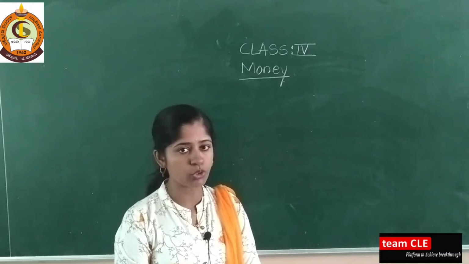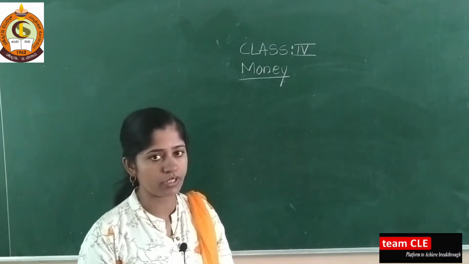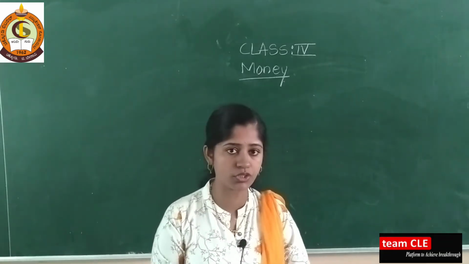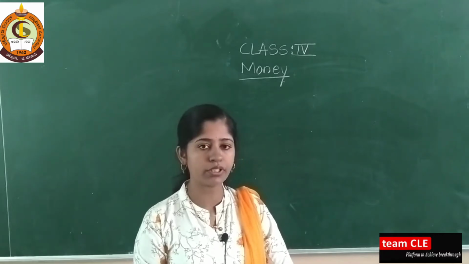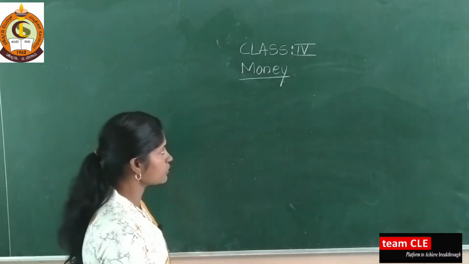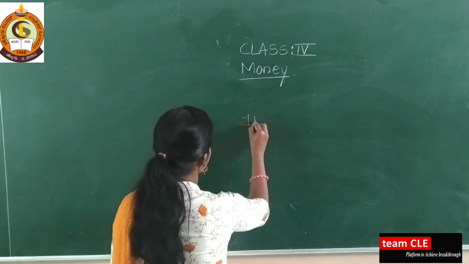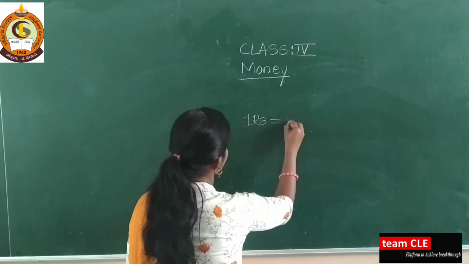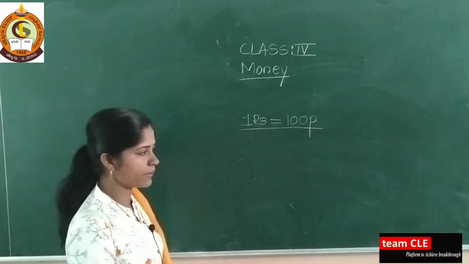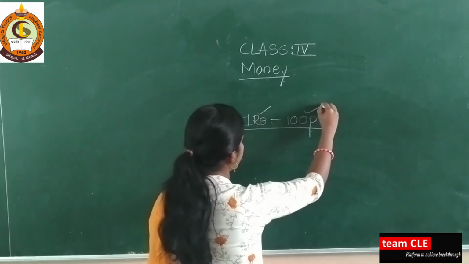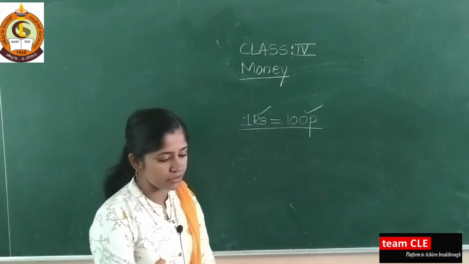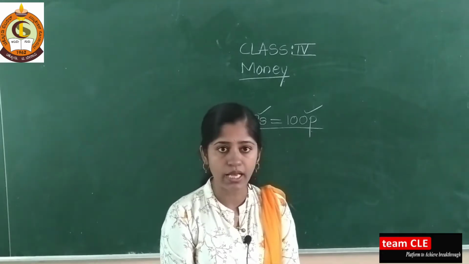So here you also have a smaller unit and a bigger unit. In this chapter you are going to learn the conversion of rupees and paise. To convert this you have to know which one is the greater unit and which one is the smaller unit. See here, 1 rupee is equal to 100 paise. Here rupees is a bigger unit and paise is a smaller unit, isn't it? So in this class you are learning conversion of rupees and paise.